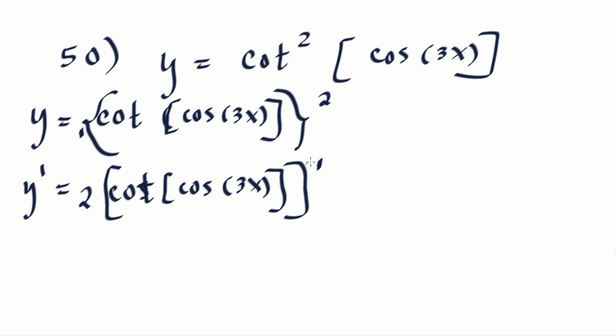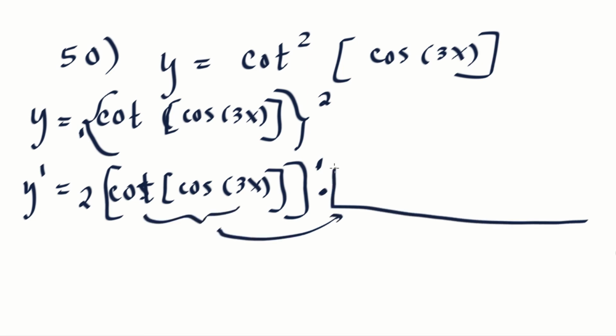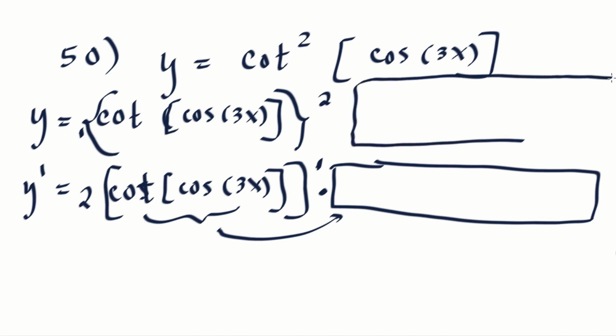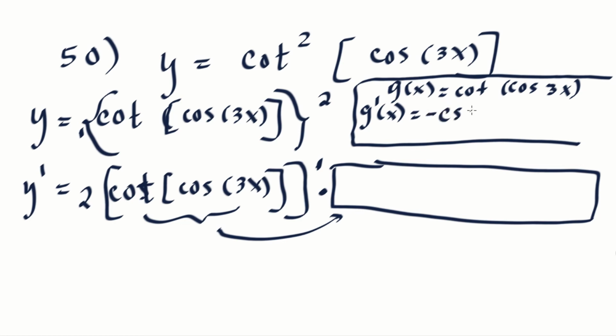Cotangent of cosine 3x raised to the first, and multiply by the derivative of this. So we have to get the derivative of that cotangent of cosine 3x. Let's say g of x equals cotangent cosine 3x. The derivative g prime of x is what? The derivative of cotangent is negative cosecant squared of cosine 3x, and then multiply by the derivative of cosine 3x, which is what?